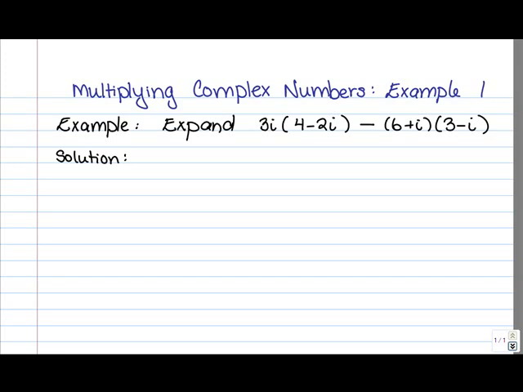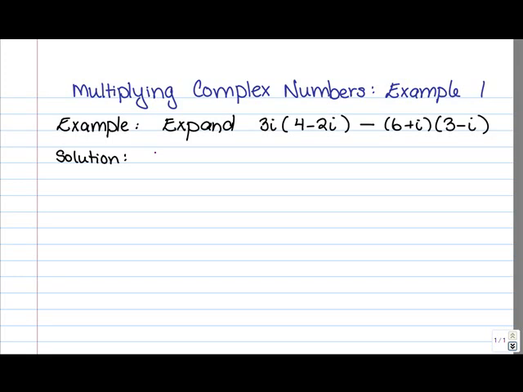Just keep in mind that at the end you're going to have to collect like terms, so in other words you're going to have to collect all the real numbers together and all the imaginary numbers together to get your final answer. Another key thing to keep in mind is that when you multiply an i by another i, because i is the square root of -1, multiplying it by itself, giving you i squared, is just equal to -1. So it's in fact a real number. So go ahead, try this out, and we'll take it up once you're done.